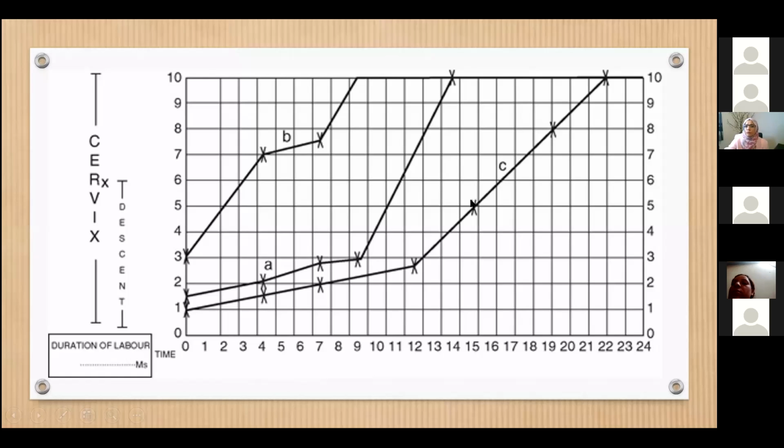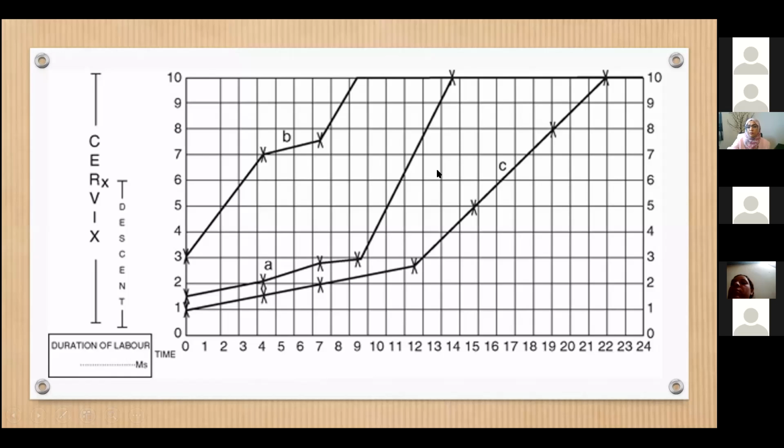What's happening in room 3? She also came at 1 o'clock. She also came at 1 centimeter dilatation. And after 12 hours, bless her, she hasn't even reached 3 centimeters. And then after hours and hours and hours, more than 20 hours, she's now 10 centimeters. So you can see that these are 3 different women going through 3 different types of labor. But they do end up in full dilatation, which is 10 centimeters.